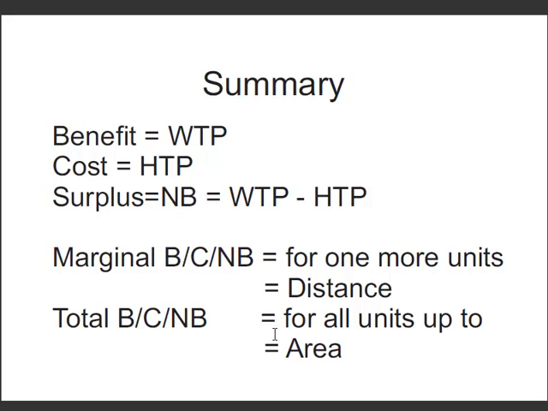Then we've got 2 key concepts that you really have to get clear in your mind, and that is the marginal versus the total. The marginal is the cost or benefit or net benefit for one more unit, and it's always measured graphically as a vertical distance in a marginal benefit or marginal cost graph. The total is what you'd pay for all of the units up to a particular level, and that is always measured as the area.